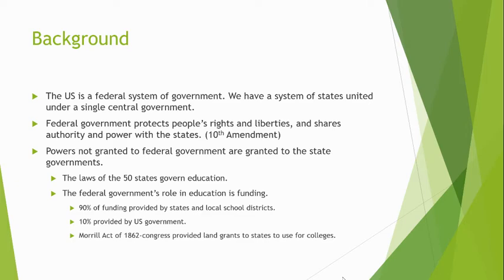The federal government's role in education, as we've talked about before, is really funding. 90% of the funding is provided by states and local districts. 10% is provided by the government. The Morrill Act of 1862 said Congress provided land grants to states used for colleges.